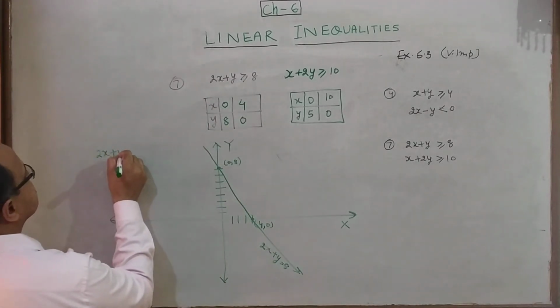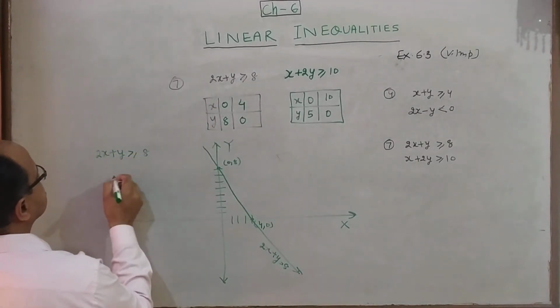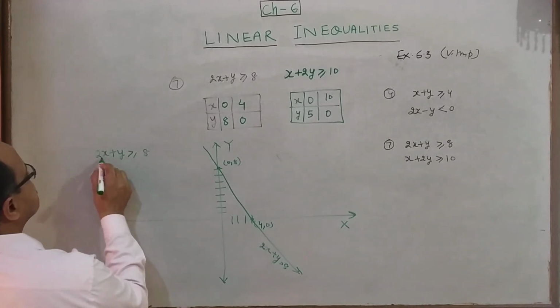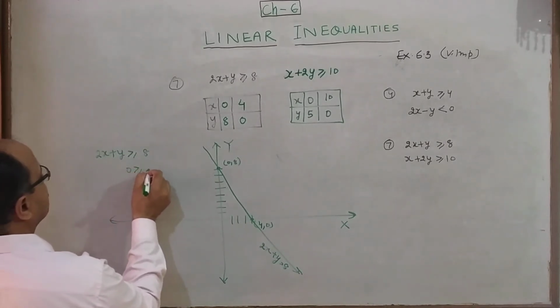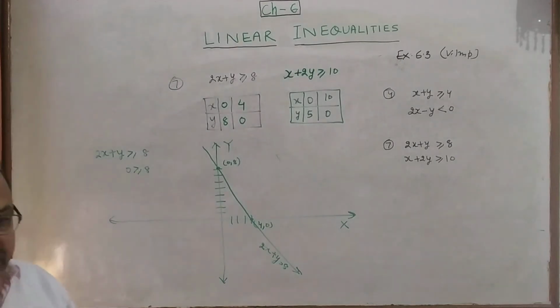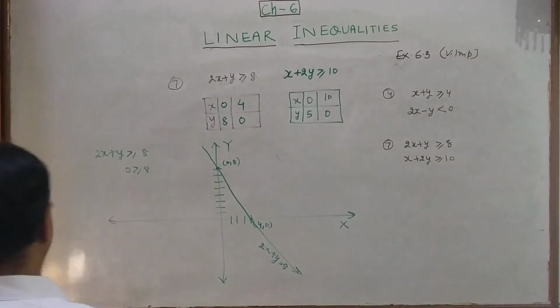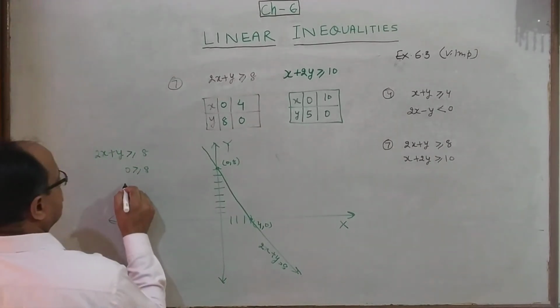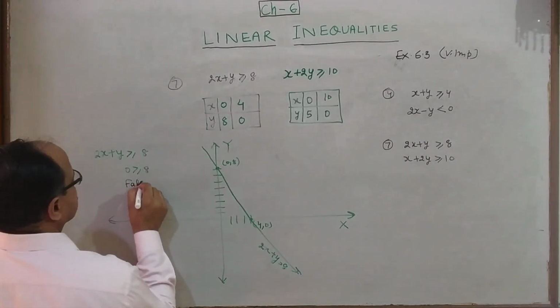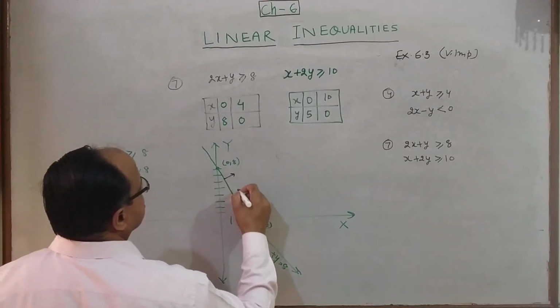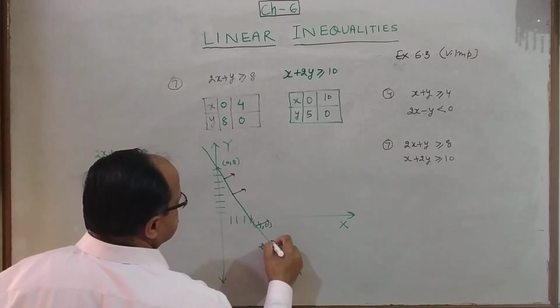2x plus y greater than or equal to 8. Put x is equal to 0, y is equal to 0. Then 0 greater than or equal to 8. So 0 greater than or equal to 8, it means 0 greater than 8. True or false? False. Therefore away from the origin. This is the solution.